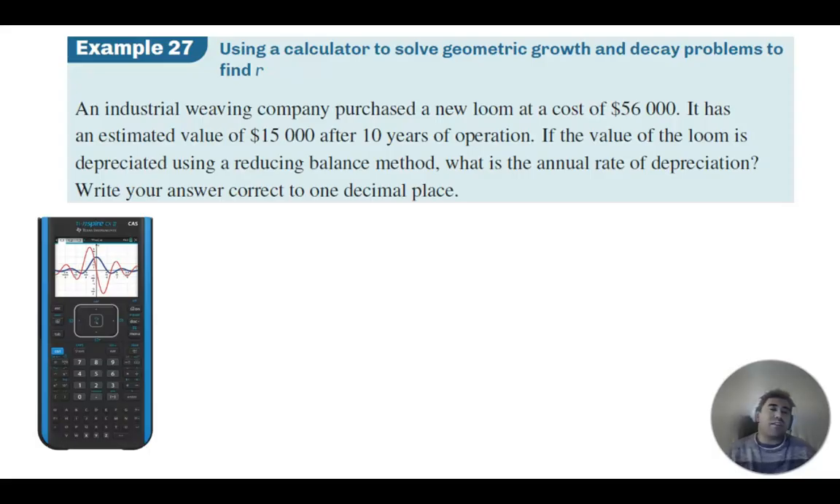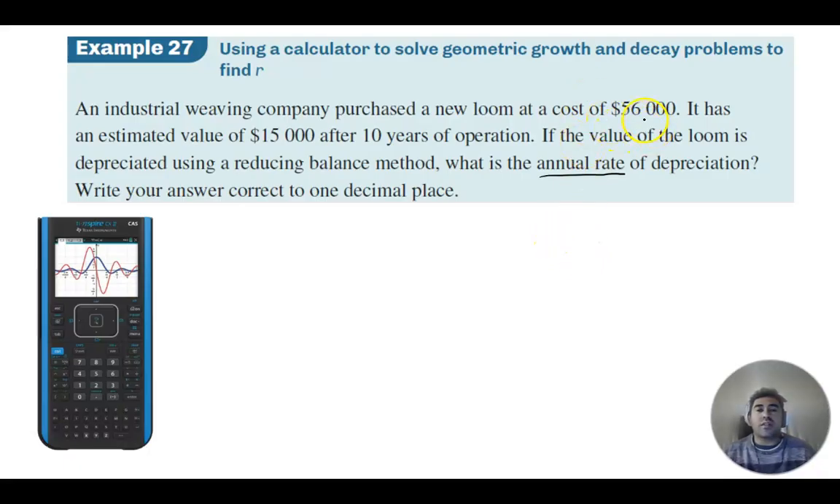We're going to use our TI Inspire calculators to solve a geometric growth and decay problem. So in here we can see 3 values, which is not looking promising. There's a lot that we have to try to interpret and extract from this. Industrial Weaving Company purchased a new loom at a cost of $56,000. It has an estimated value of $15,000 after 10 years of operation. If the value of the loom is depreciated using a reducing balance method, what is the annual rate of depreciation?